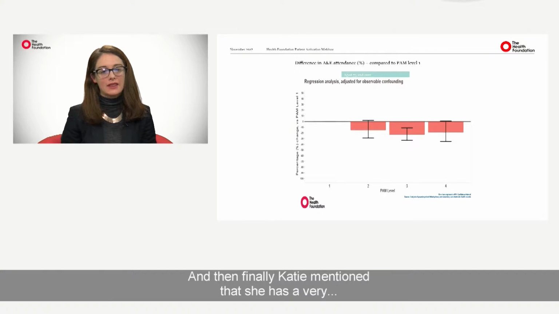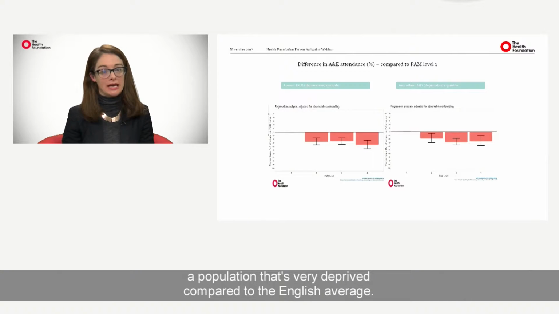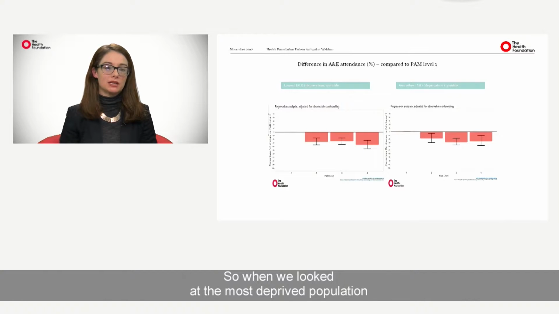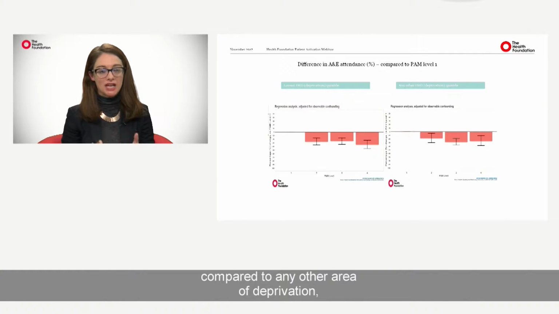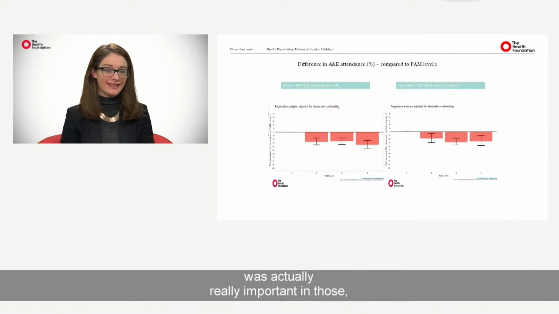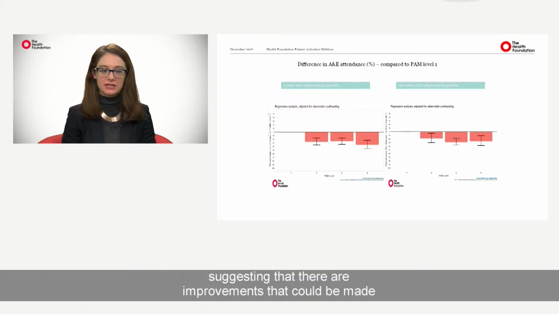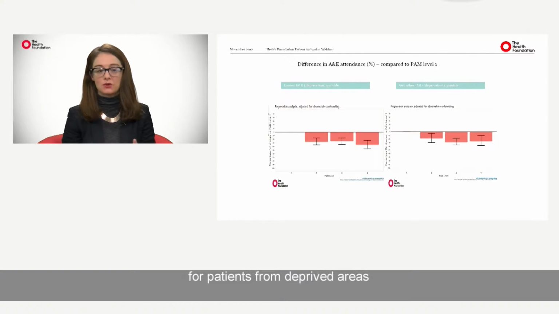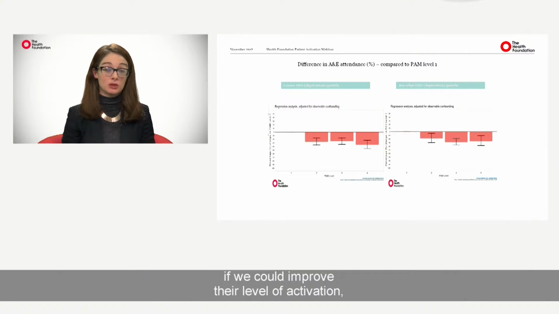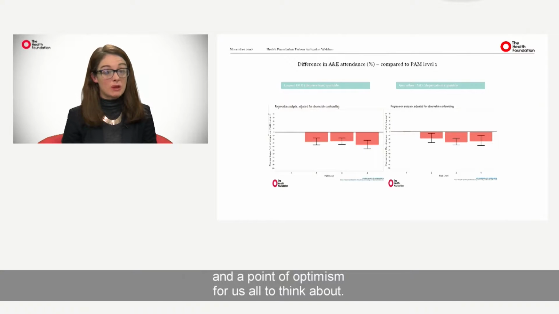And then finally, Katie mentioned that she has a population that's very deprived compared to the English average. So when we looked at the most deprived population compared to any other area of deprivation, what we found was that patient activation measure was actually really important in those. The activation level was very important, even if you did come from a deprived area, suggesting that there are improvements that could be made for patients from deprived areas if we could improve their level of activation, which again I think is very hopeful and a point of optimism for us all to think about.